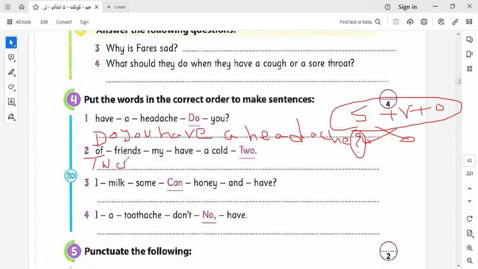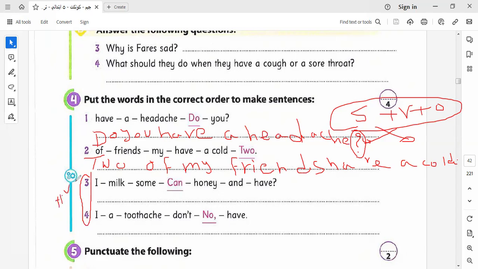Here is two of my friends. This is the subject, two of my friends. What happened to them? Have a cold. Two of my friends have a cold. And I put a full stop at the end of the sentence because this is the statement form. I will leave you sentence 3 and sentence 4 as homework to do by yourself.